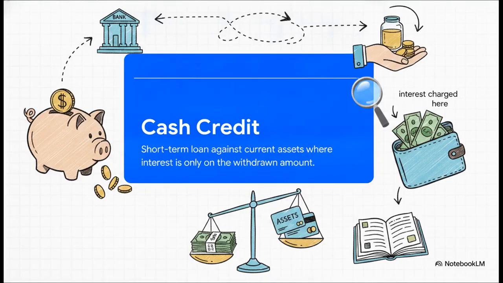Because banks aren't just handing out cash blindly to anyone who asks. They lend to businesses, farmers, and consumers, but only against approved securities, things like gold, silver, government securities, or saleable stock. The first specific type of loan is cash credit. This is a short-term loan, mostly for working capital needs, backed by current assets. But here is the crucial detail you need to remember. While the bank sanctions a total credit limit, interest is strictly charged only on the amount the borrower actually withdraws, not on the entire limit.